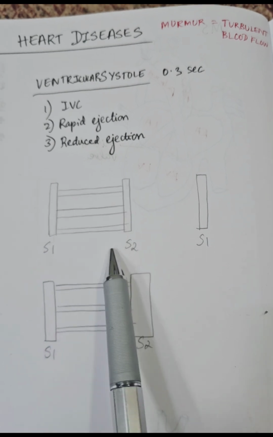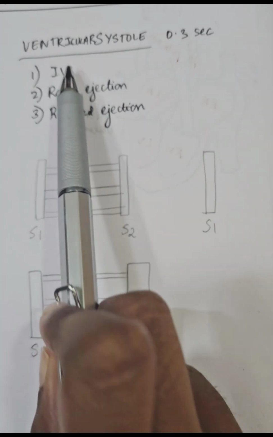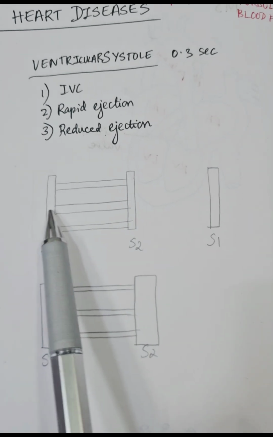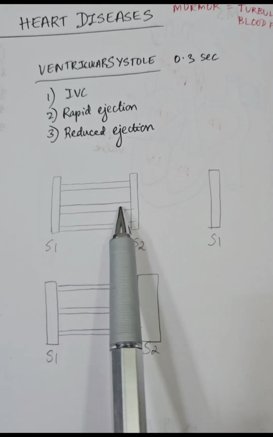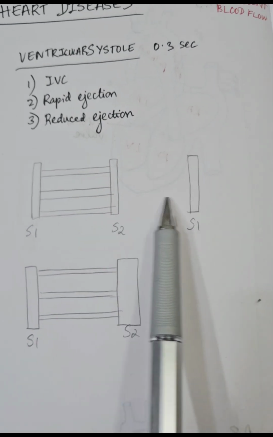So now we can see the murmur of mitral regurgitation. Between S1 and S2 is what is called systole, and during the entire length of the systole, during all the three phases, blood is going from the left ventricle to the left atrium. There is turbulent blood flow, so we hear a pansystolic murmur. There is no murmur during diastole.